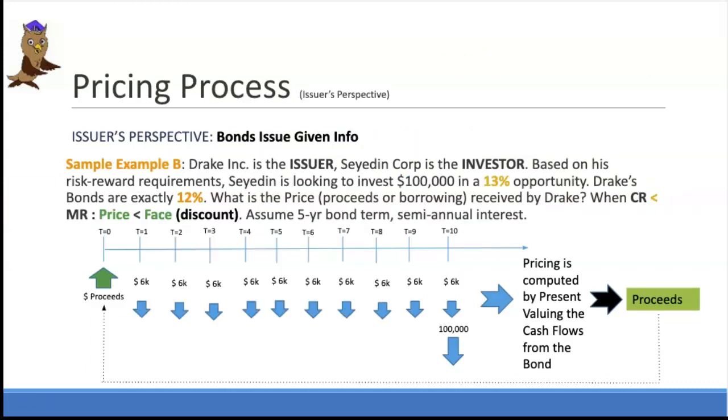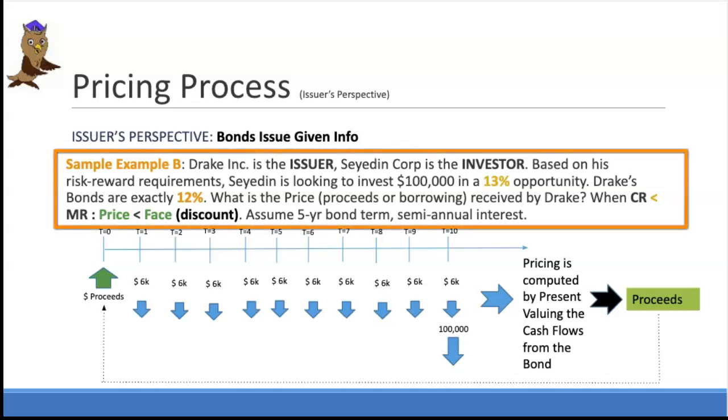In the next 4 slides, I will go over another example, example B. This time it will be for a 5-year, 12%, $100,000 face semi-annual bond issue. The 3 scenarios will reflect a market rate of 12%, a market rate of 13%, and then the last one will be a market rate of 11%. You will note that the approach will be very much the same as we just covered in example A.